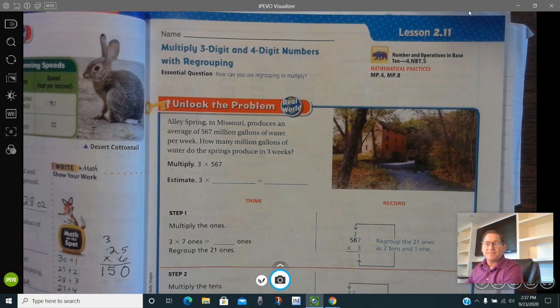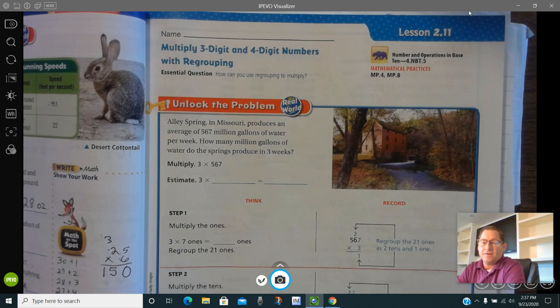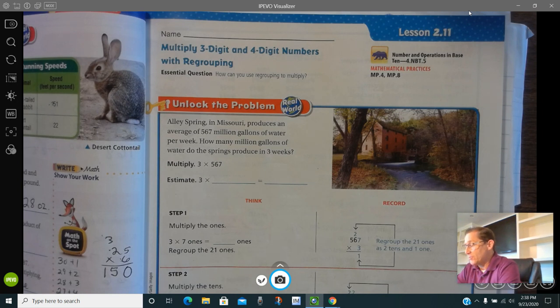Hello, in today's lesson 2.11, we're starting on page 89 of our fourth grade textbook. And today we're going to increase the number of digits that we multiply a single digit by. We're going to now multiply 3-digit and 4-digit numbers with regrouping.